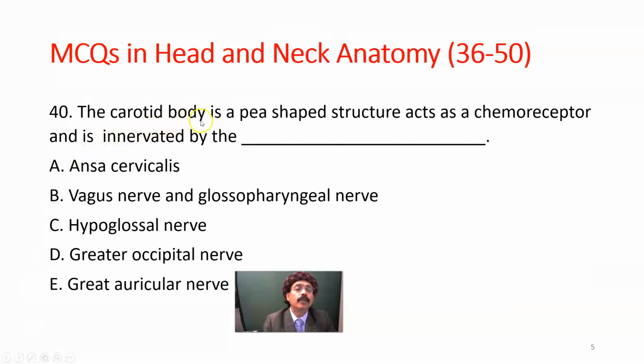The carotid body is a small pea-shaped structure, acts as a chemoreceptor and is innervated by the vagus nerve and glossopharyngeal nerve. Okay, that is the answer, vagus nerve and glossopharyngeal nerve.